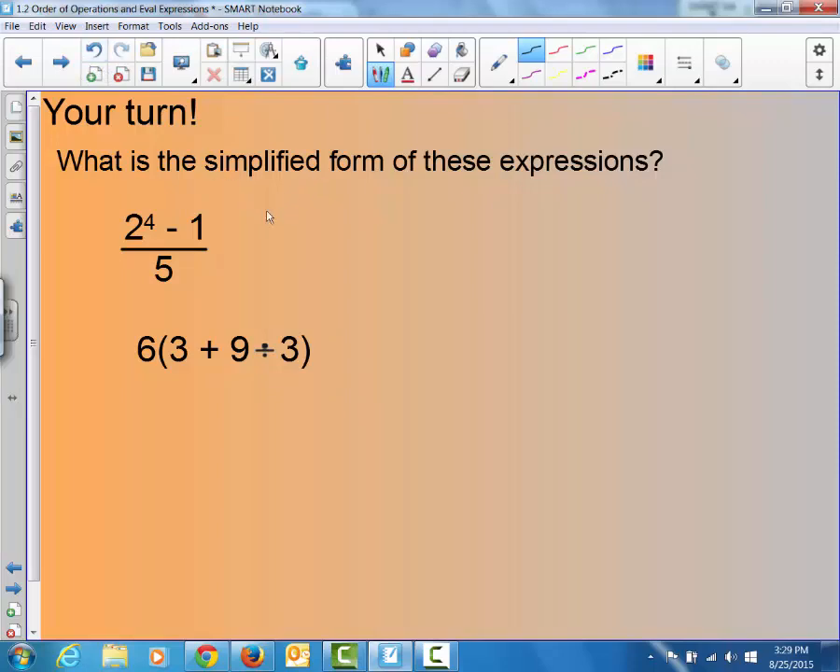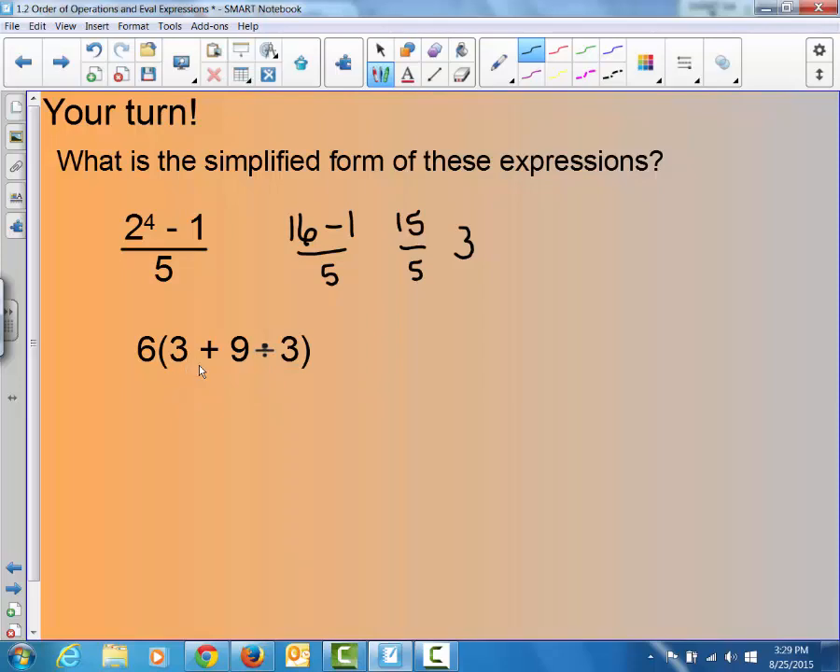Okay, so we've got 2 to the fourth. 2 to the fourth is 16. 2 times 2 is 4, times 2 is 8, times 2 is 16, minus 1 over 5. That gives us 15 over 5, which gives us 3. Then we come down to the second. Did you get that? I hope that you did.